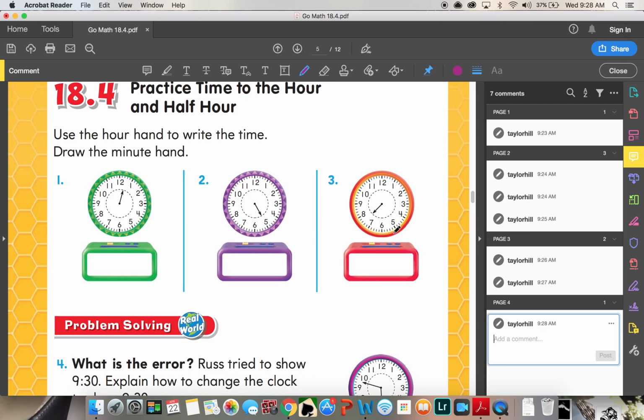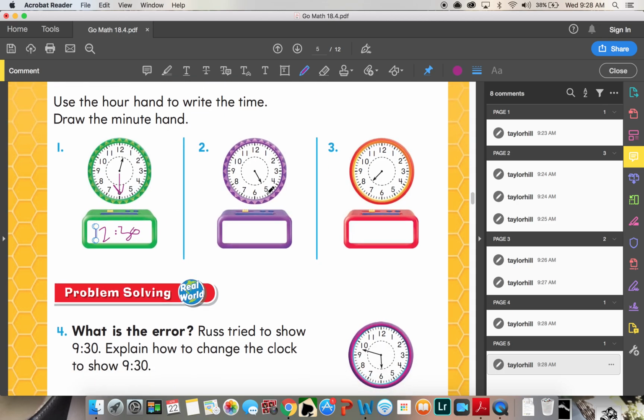All right, use the hour hand to write the time, draw the minute hand. All right, so if it's in between a number, then it's going to be 30. If it's on the number, it's going to be o'clock. All right, so this is in between the 12 and the 1, so it's going to be 12. And if it's in between, it's going to be 30, so it's 12:30.